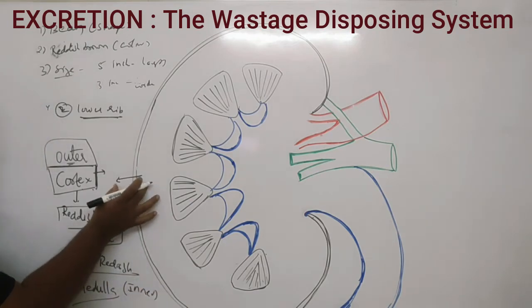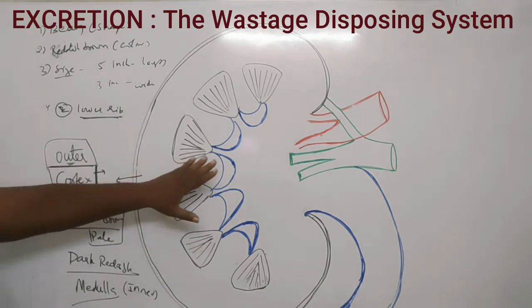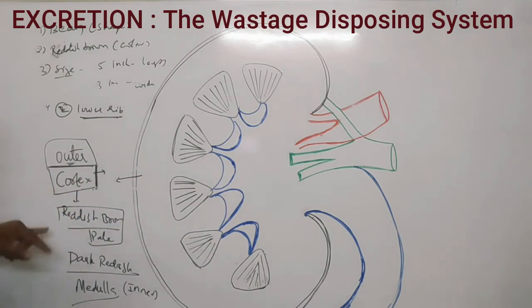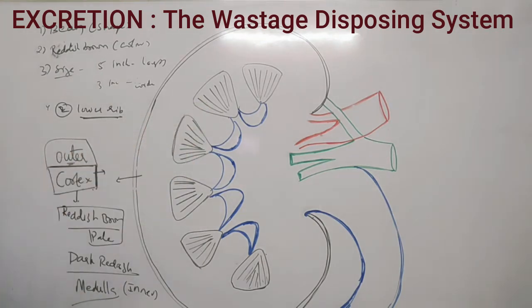So outer cortex and inner medulla. These are the two words which are used to tell about the cortex and the medulla. Outer cortex is also reddish brown in color but a bit pale, whereas the inner medulla is dark reddish brown in color. See, the outer part is pale and the inner part is a bit dark in color.